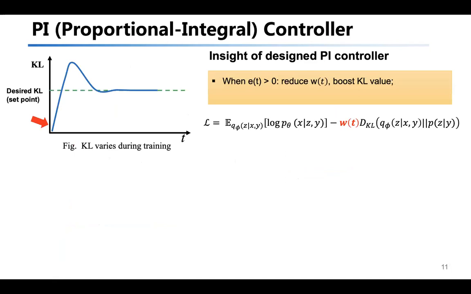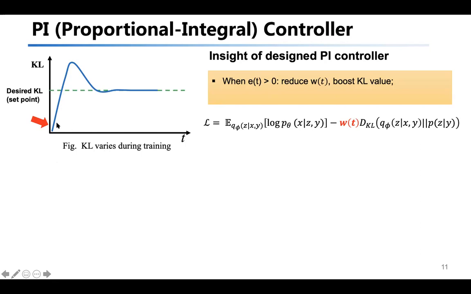So next I'll introduce how to design a PI controller in control theory to stabilize the output KL divergence. First, I'll introduce the insight about how to design the PI controller. Let me use the example in this figure to illustrate. This figure illustrates how the value of KL divergence varies during model training.